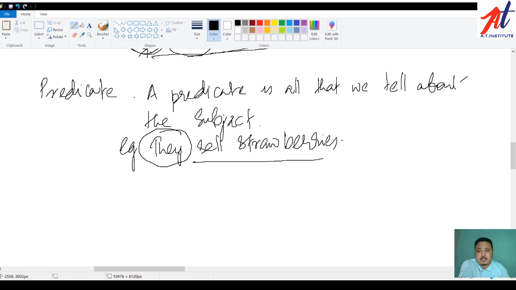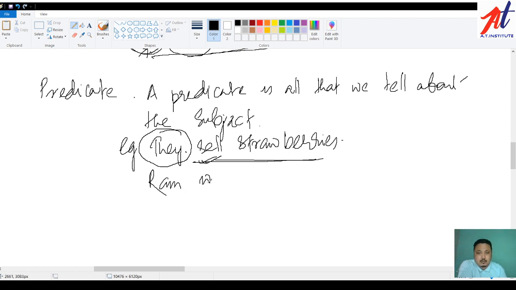Now you can see that after the subject, whatever words follow the subject are called the predicate. Generally a predicate has a verb in it. Under the predicate, you will always find a verb. Let me write a couple more examples.